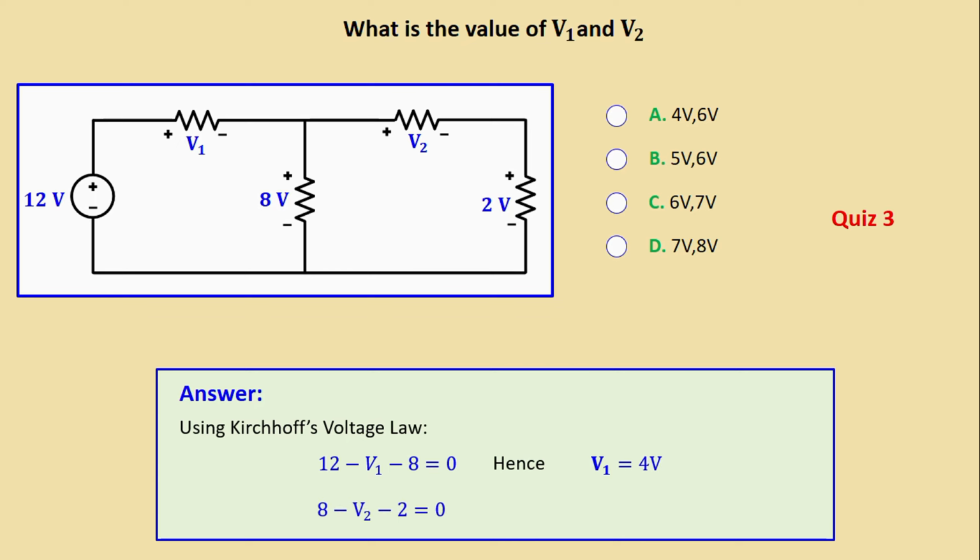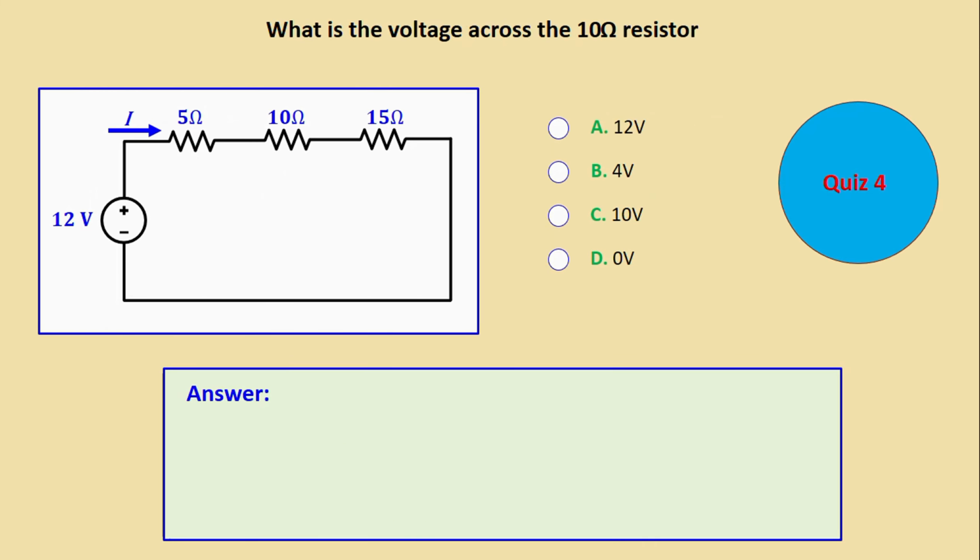We go now to loop number 2. We have 8 minus V2 minus 2 is equal to 0. That means V2 is equal to 6 volt. That means A is the correct answer. We go now to quiz number 4.